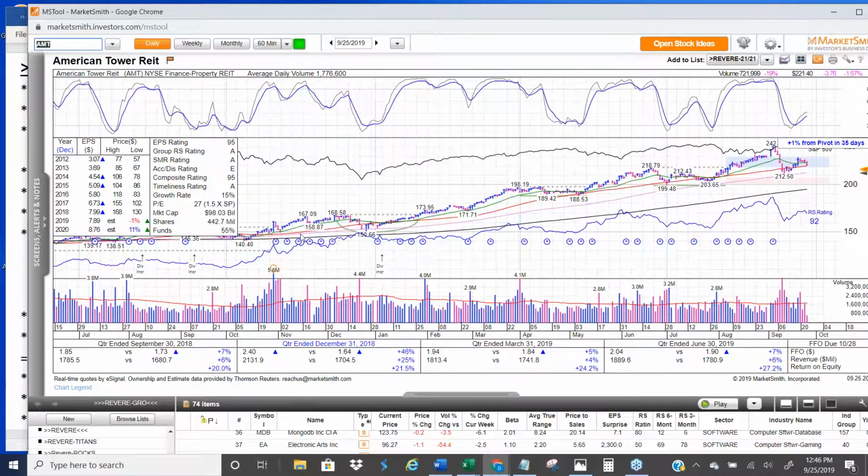This was held all the way through the correction. Look at the nice price action on this while the market was selling off 20%, and then continues just to trend higher, pull back. This is a lot of not necessarily high beta stocks, but high stocks with big gains.